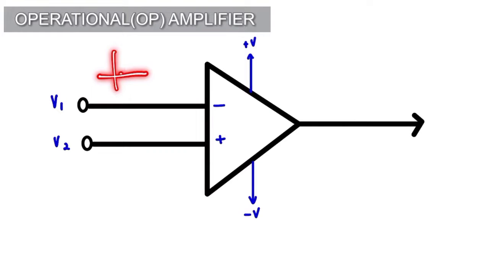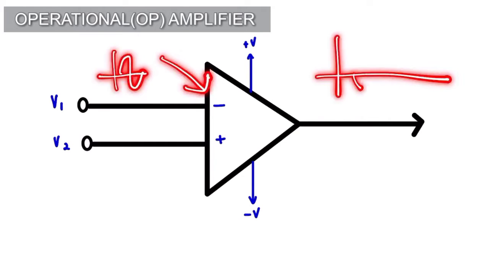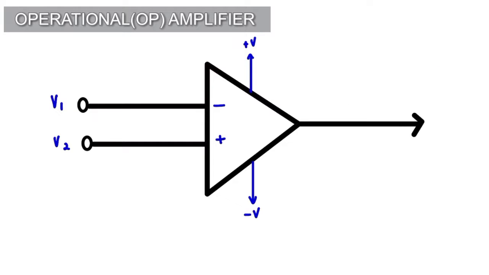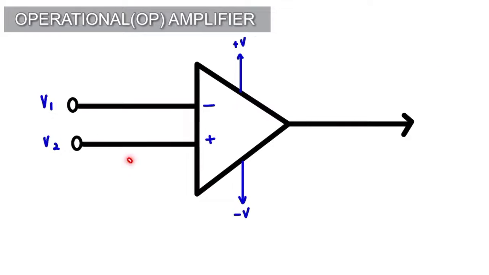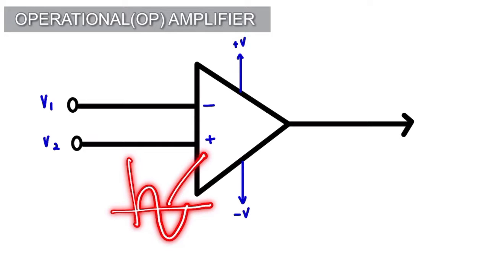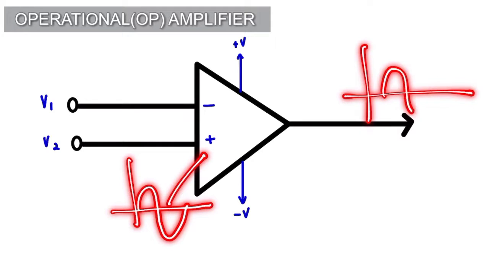If we apply a signal to the negative, which is the inverted input, the output will be inverted, which is 180 degrees out of phase. While if you apply a signal to the non-inverted input, the output will be non-inverted and the same as the input.